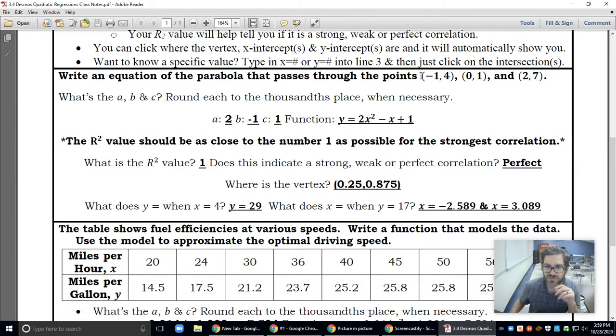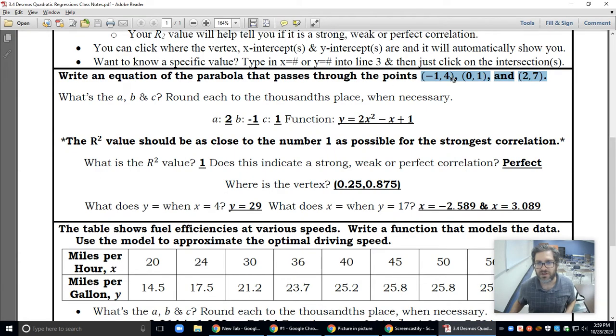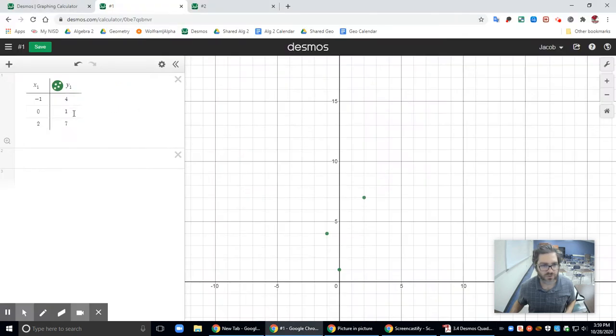I did this ahead of time. So here are my points again. X is -1, 0, and 2. My y values are 4, 1, 7. If you read them from left to right, you have your ordered pairs: -1, comma 4; 0, comma 1; 2, comma 7. The reason there's a little one up here is that this is a subscript.